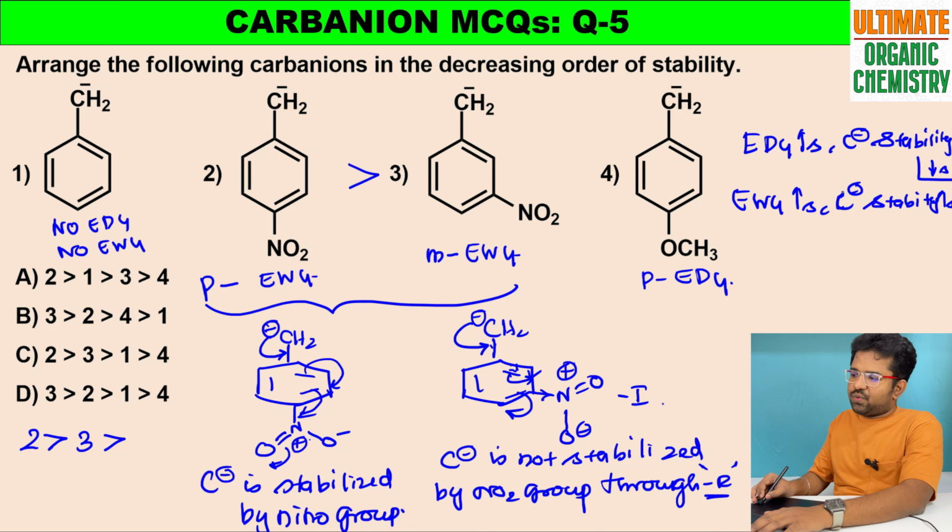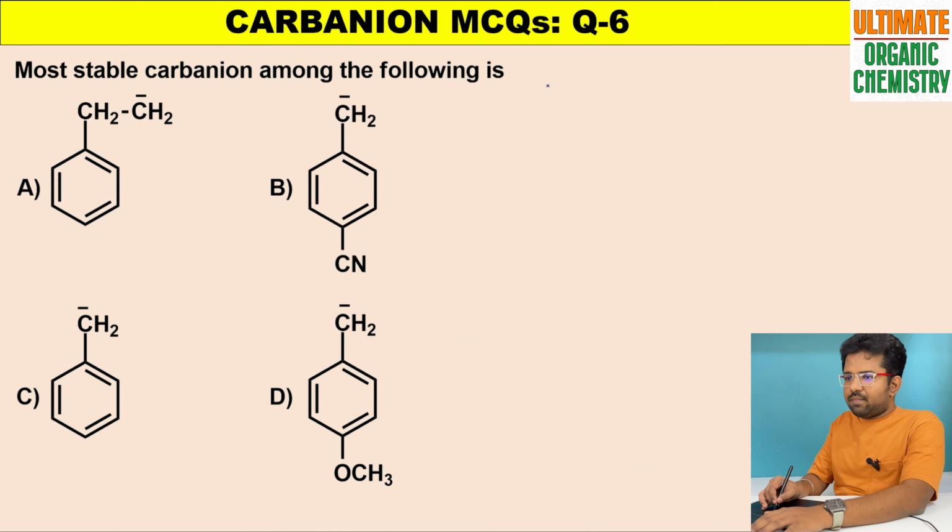Now apply this rule, that is, electron donating group increases, carbanion stability decreases. So the least stable will be 4, and next more stable will be 1, because it has no electron donating group and no electron withdrawing group. So that means 2, 3, 1, 4 is the right answer. That is option C. Question number 6.